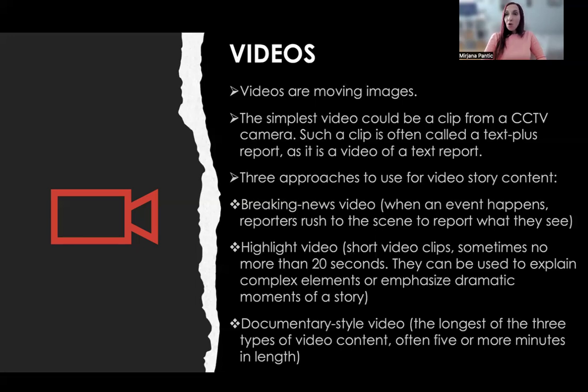But for most crimes, the first thing that we are looking into is a CCTV camera. Such a clip is often called a text plus report because it is a video of a text report. There are three approaches in journalism for using videos for video story content.